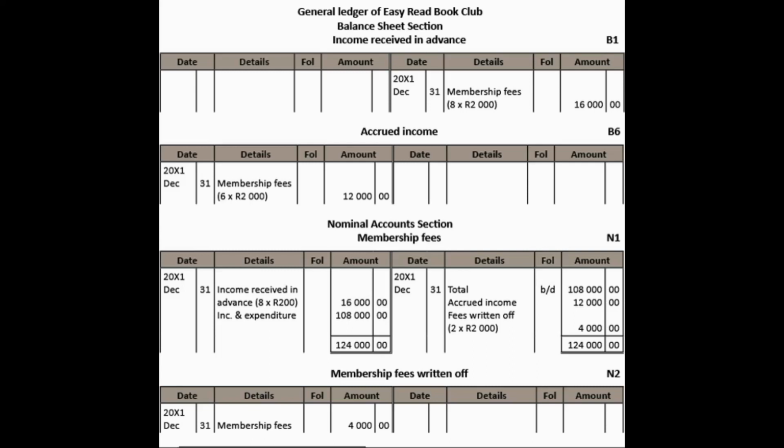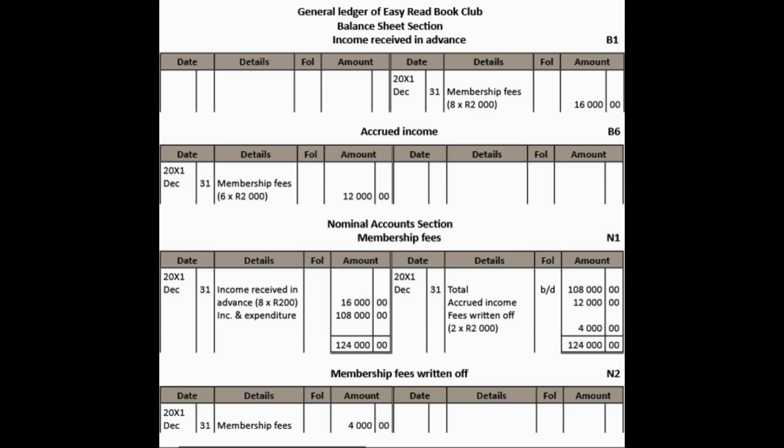That is pure coincidence, that amount and the one at the beginning that they said was in the pre-adjustment trial balance was also 108,000. Don't get confused. It is a pure coincidence that those two amounts are the same. So this is what the ledger of the Easy Read Book Club will look like. You will see our membership fees account, our accrued income account, the income received in advance account, and also the fees that were written off. So you can see that in the ledger accounts.